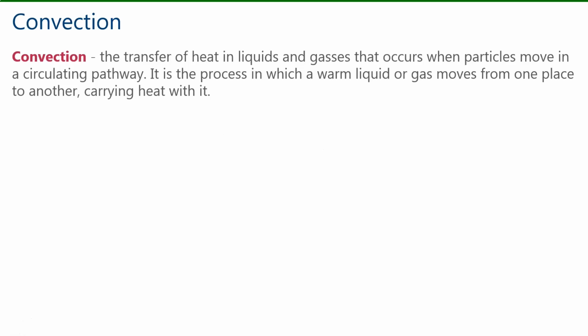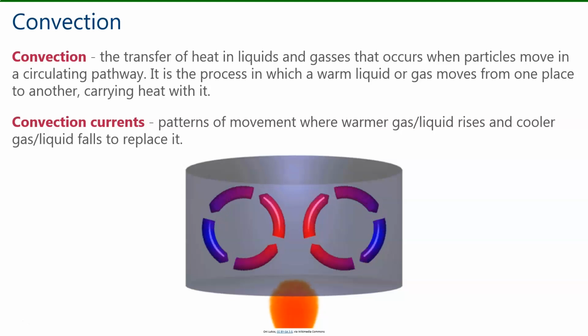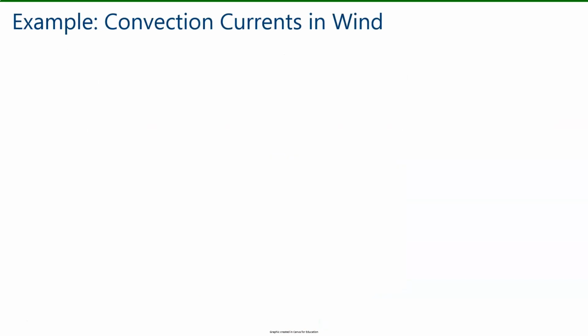Remember that convection is the transfer of heat in liquids and gases that occurs when particles move in a circulating pathway. It is the process in which a warm liquid or gas moves from one place to another, carrying heat with it. Convection currents are patterns of movement where warmer gas or liquid rises and cooler gas or liquid falls to replace it. Let's look at some examples of convection currents.